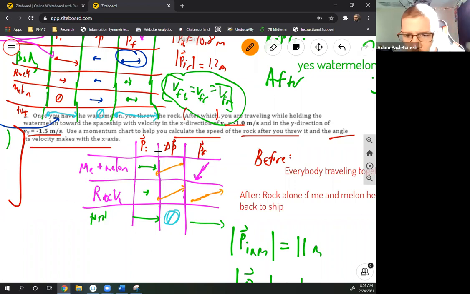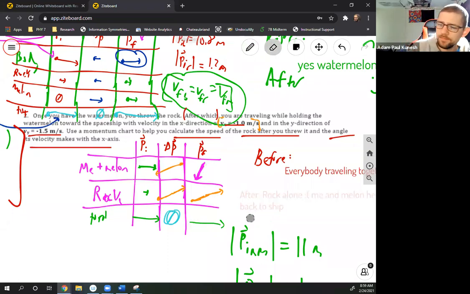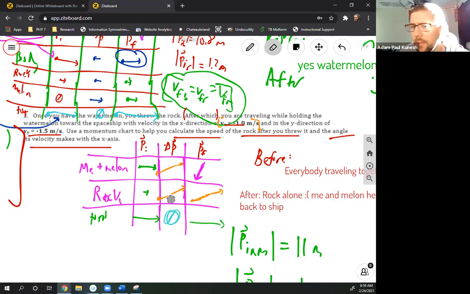I got a question, which is, how did you determine the angle of PF for the me plus Melon system? The way I determined the general direction of it is by knowing these two components, -1 meters per second and -1.5 meters per second. Since they're both negative, it's going to be pointing to the left and down. And since Vy is larger than Vx, I know it's going to have slightly more of a vertical component than a horizontal component. So actually, I maybe should draw it even a little bit steeper. There we go. Something like that. That might be better. Does that make more sense?